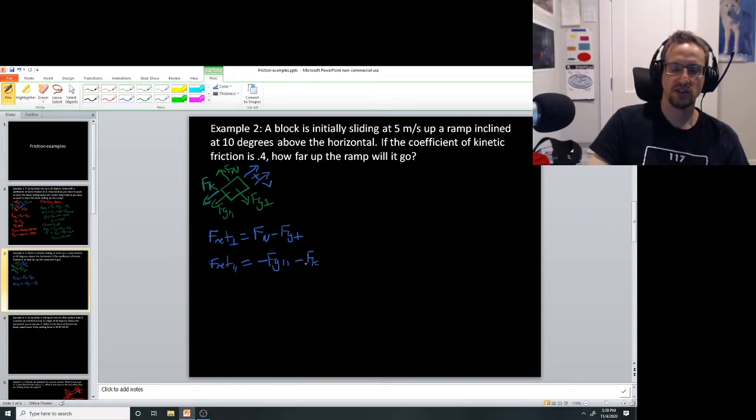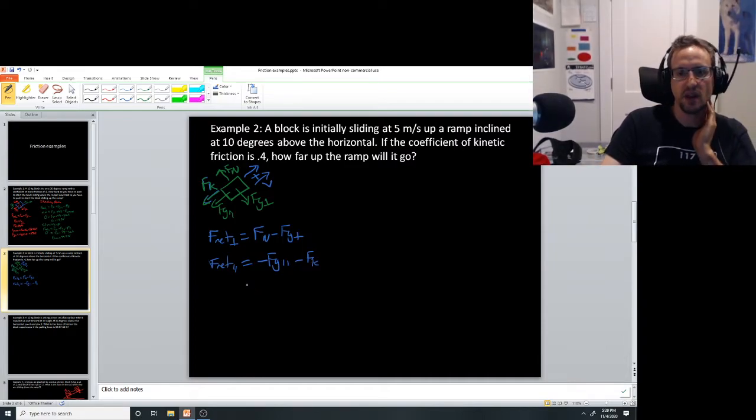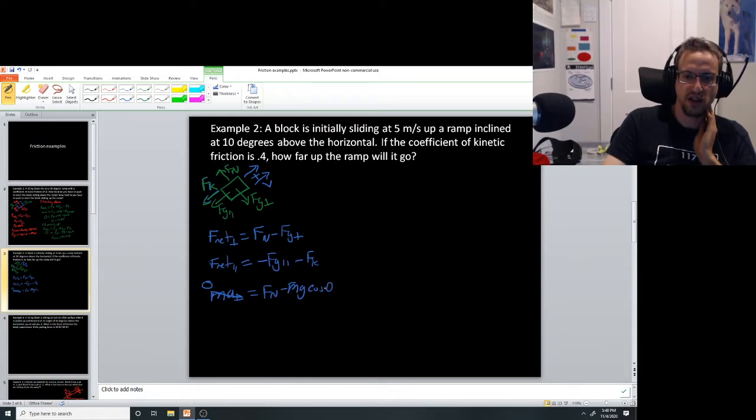Minus force of kinetic friction. Okay, so this is true. Now we start getting into this, and it gets a little bit tricky. We saw that for F net perpendicular, we have mass times a perpendicular, and that's all going to be 0. And that's equal to normal force minus F mg cosine theta.